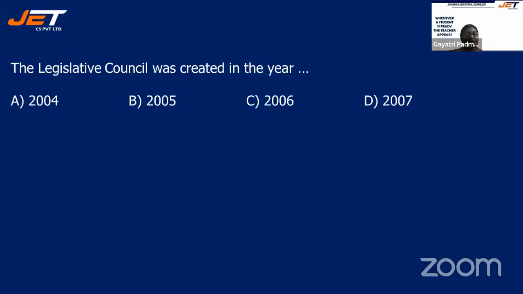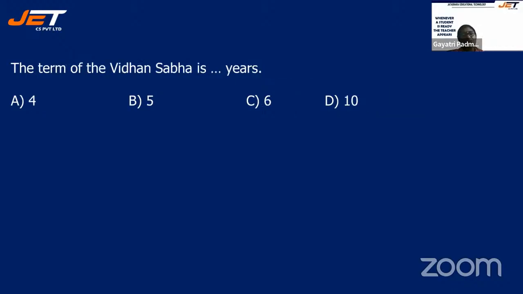The Legislative Council was created in the year dash 2004, 2005, 2006, 2007. So swiftly you need to give the answer. Your 15 seconds is running. And let's see the answer. It is 2007.